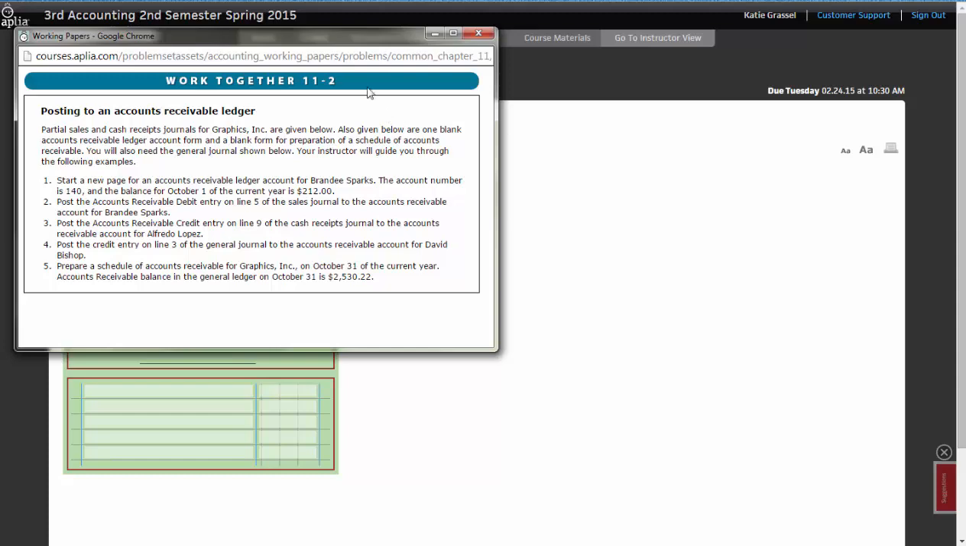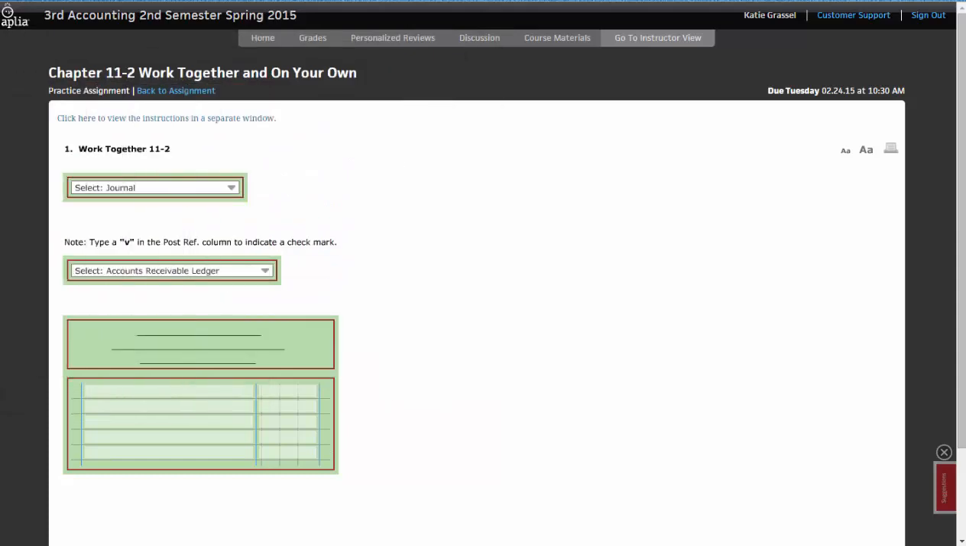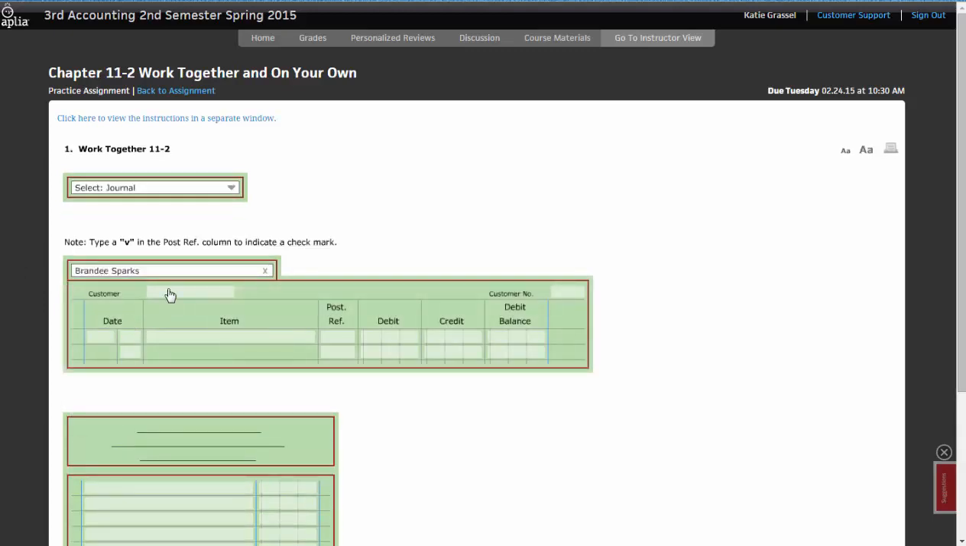for Brandy Sparks. The account number for Brandy Sparks is 140 and the balance is $212. So I'm going to use my drop-down menu. I'm going to find Brandy Sparks, put her name on the customer line. Because we have a drop-down menu to choose our ledgers, it seems odd that we have to type in the name where it always is, but otherwise we'd have a really super long assignment. And again, our account number is 140.